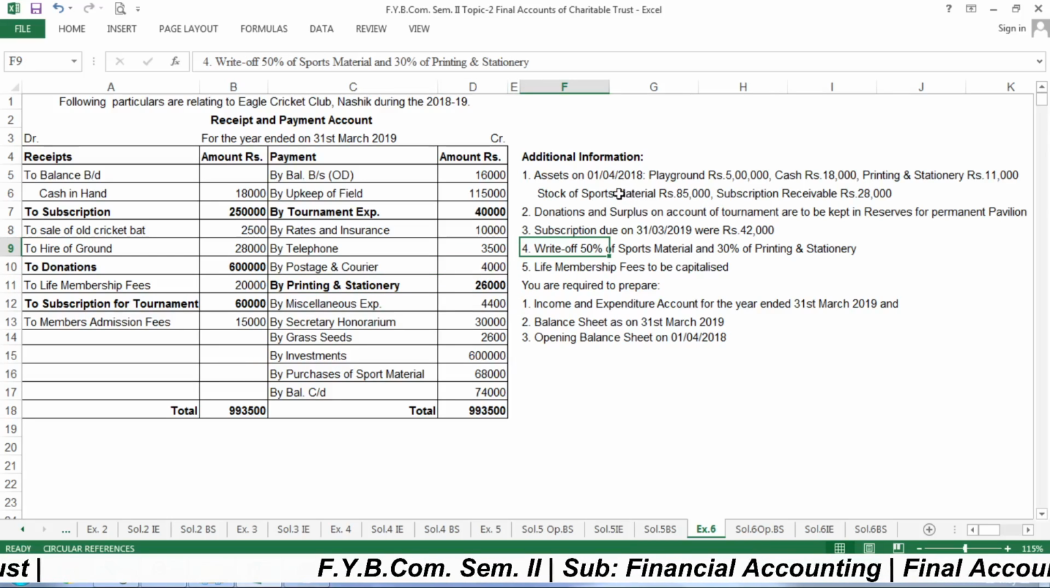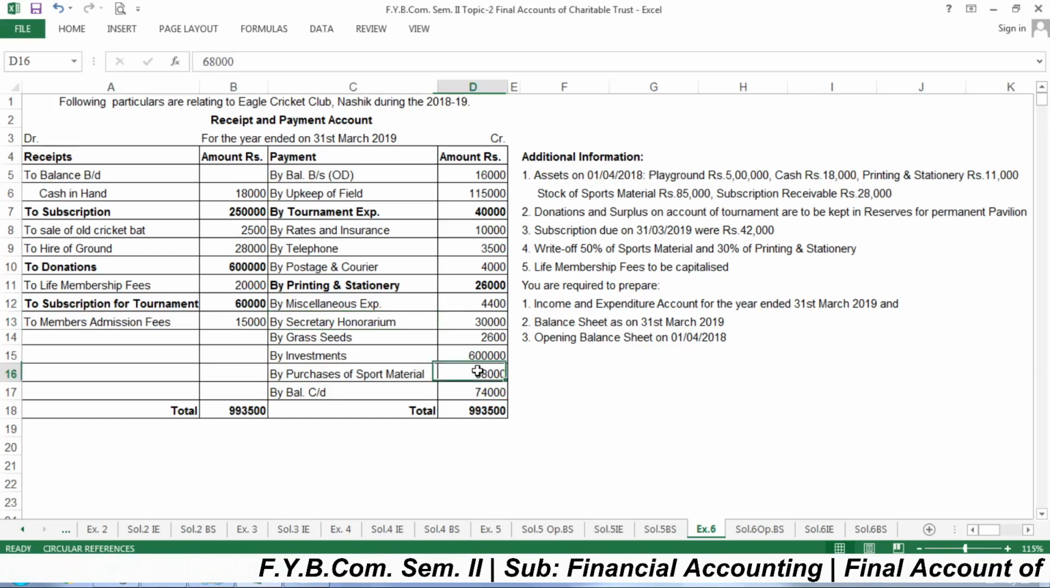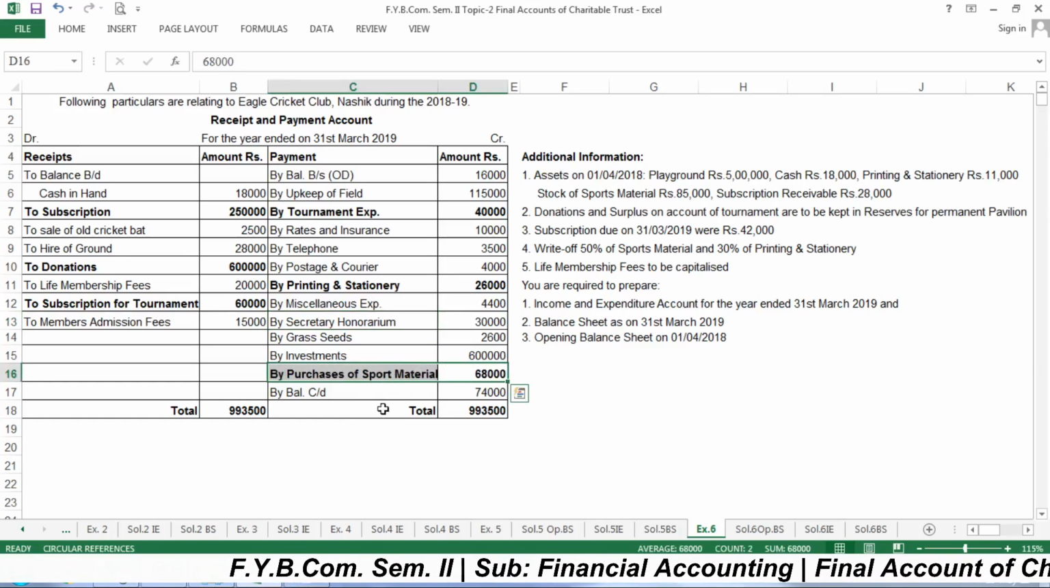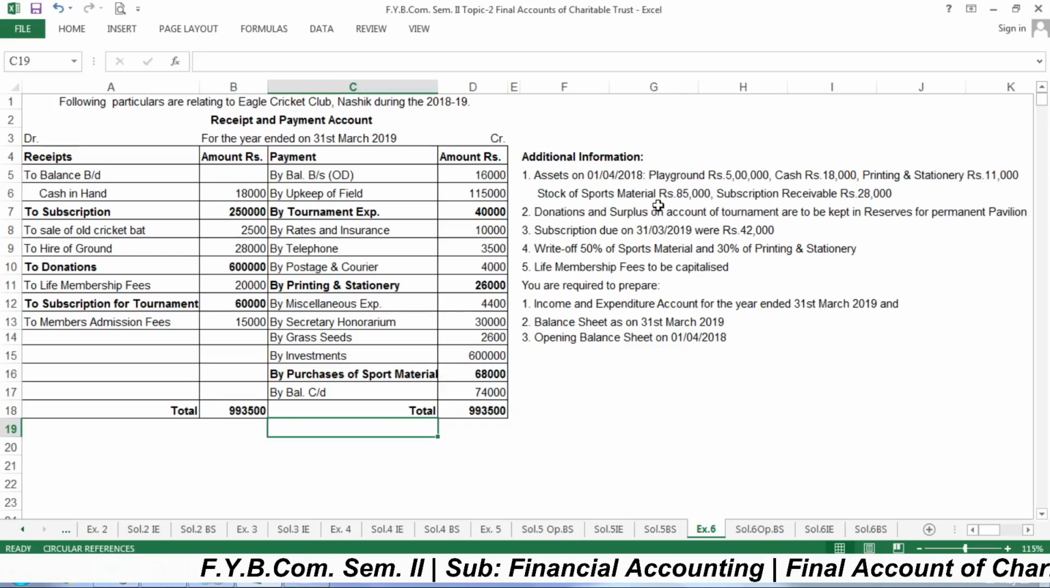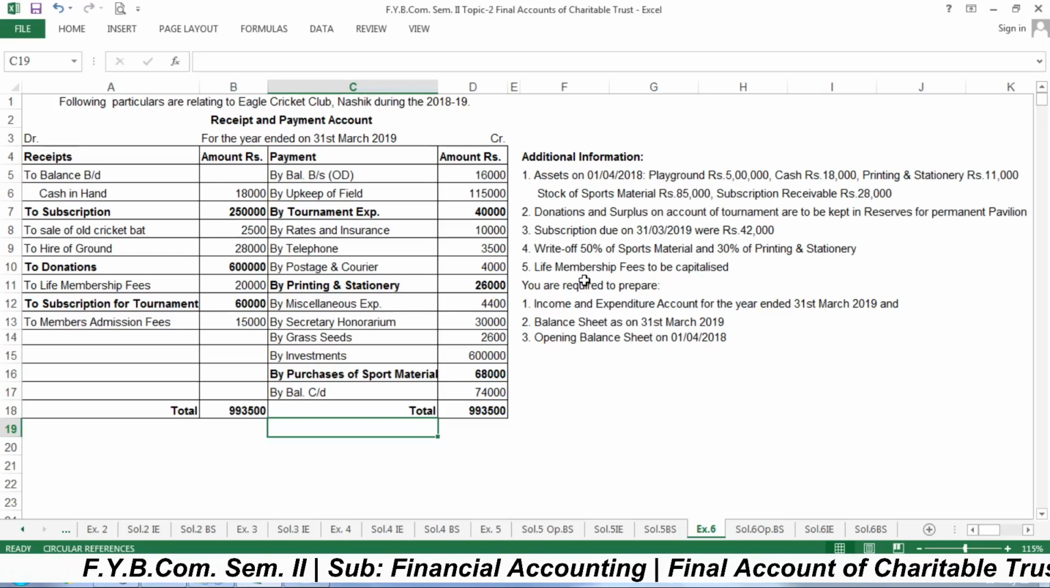So here you can see sports material of rupees 85,000, and we purchased 68,000 rupees of sports material for the current year. That means 85,000 plus 68,000. So total will be 1,53,000, and out of that 1,53,000 we have to write off 50%.